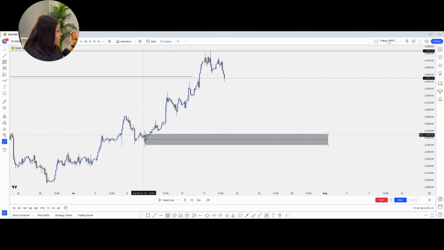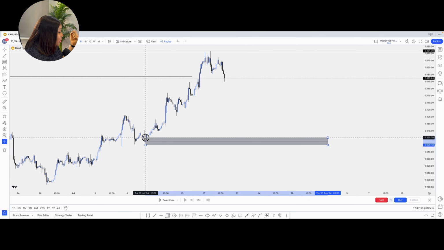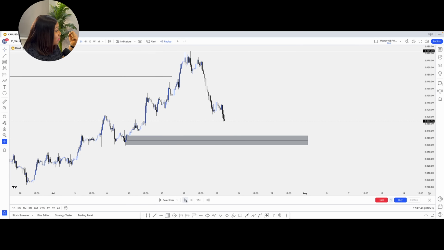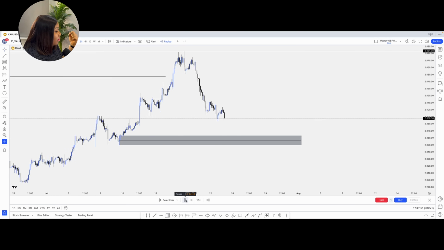So this demand zone, you can see I am currently refining it. We are looking at the 2 hours now. I'm currently refining it to the 2 hours demand zone. So this is where I'll be waiting for it. So all I'm just going to do now, let me quickly play the charts to wait for price to tap in there.